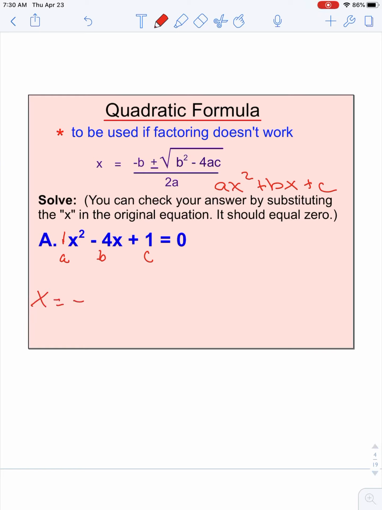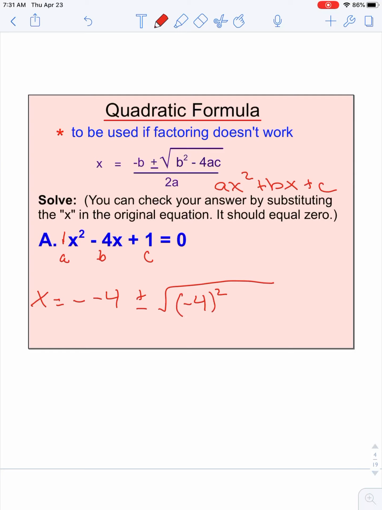So x equals the opposite of b. Well, my b is negative 4. Don't forget, we're taking the opposite of negative 4, so you can't just ignore one of those negatives. That's going to end up changing to positive, but we'll get to that later. So we have the opposite of negative 4, negative b, plus or minus the square root of b squared. Well, we're going to take negative 4 and square it. But if I type negative 4 squared into my calculator, it's going to square the 4 and then take the opposite, giving us negative 16.